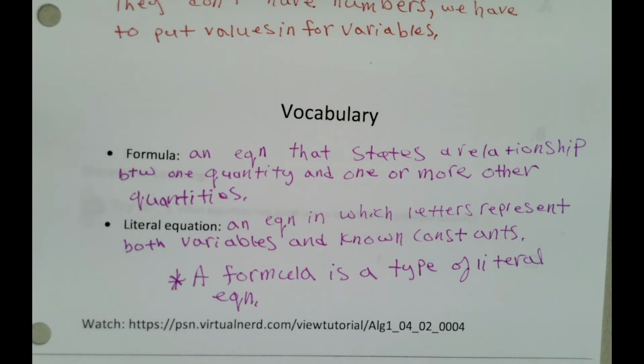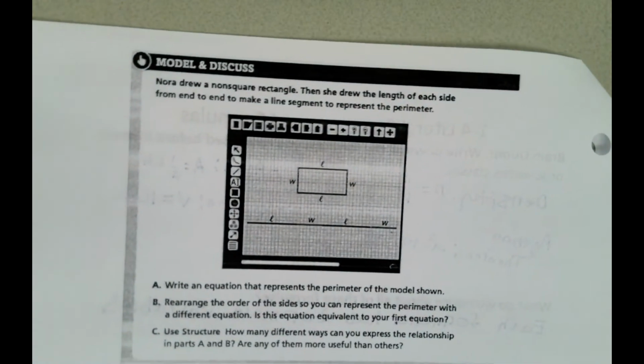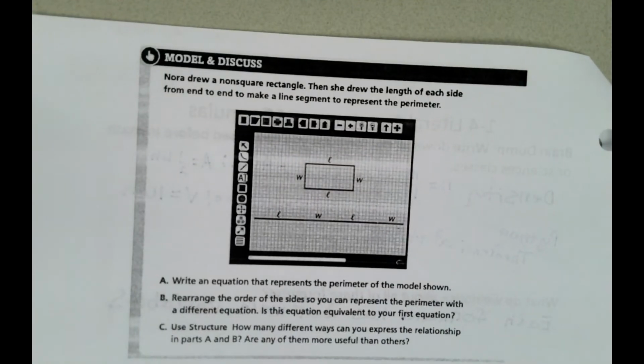So it says Nora drew a non-square rectangle. She drew the length of each side from end to end to make a line segment to represent the perimeter. The big deal word here is perimeter. So when talking about the perimeter, we mean adding up all the sides, right? So look at A. A says write an equation that represents the perimeter.